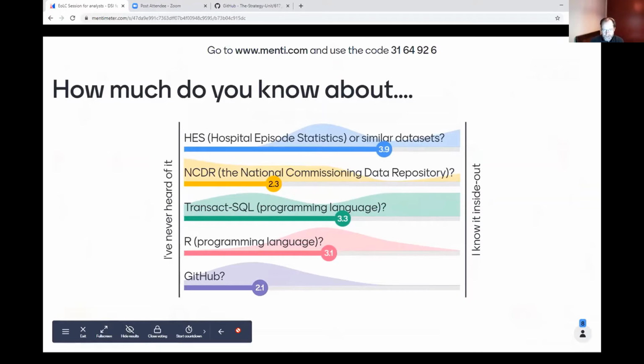So again, none of the knowledge of these is essential for today's session. It's just helpful for us to know what people know prior to presenting, so that we know which bits to dwell on a little bit more and explain in a bit more detail.